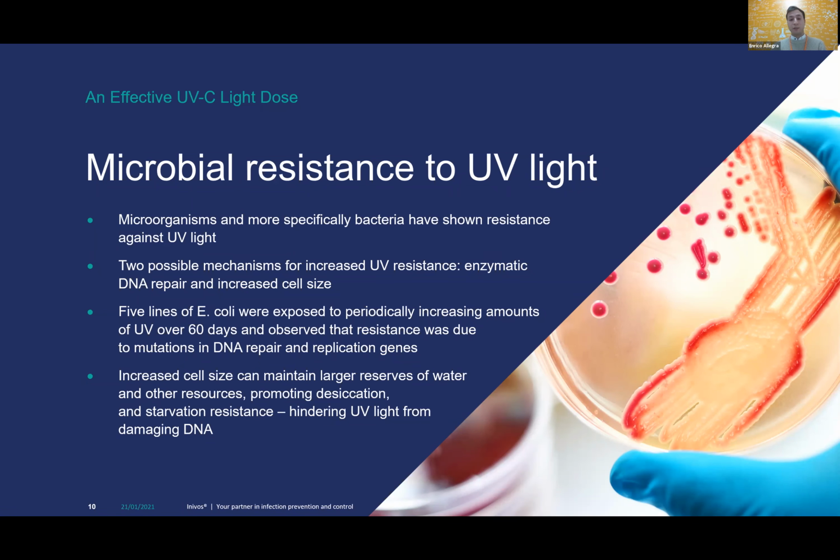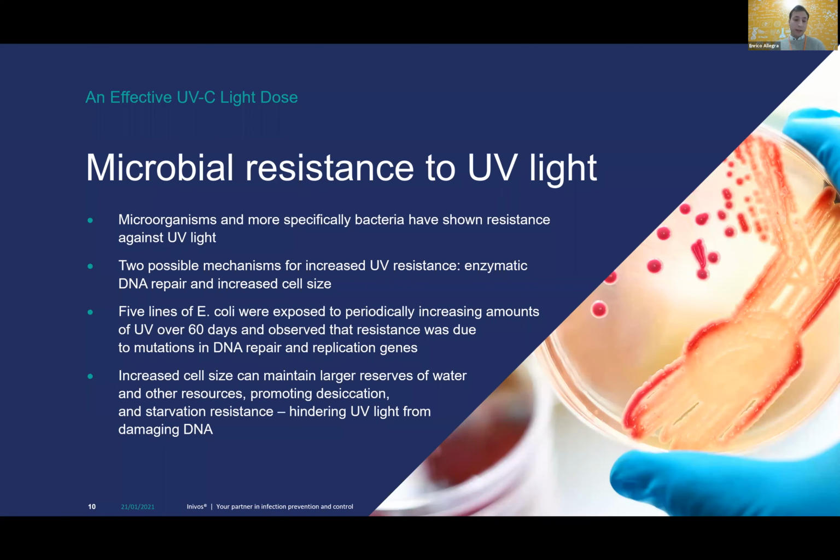So some organisms, and especially bacteria, seem to have shown some sort of increased resistance to UV light. We know, again from the literature, that there are 2 main mechanisms. One is an enzymatic DNA repairing mechanism, where the bacteria are physically repairing damage as it occurs. And then an increased cell size.